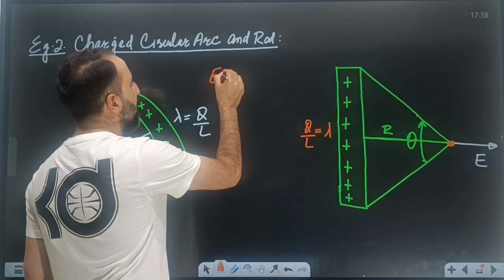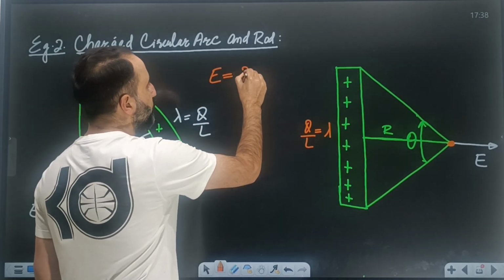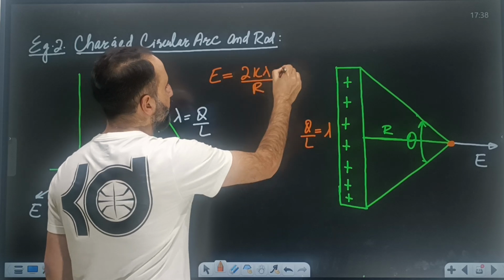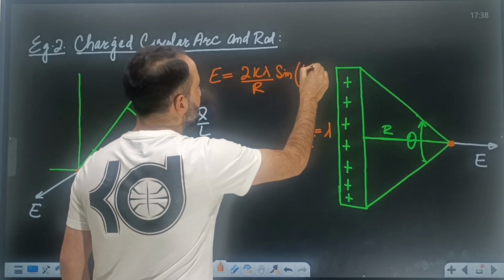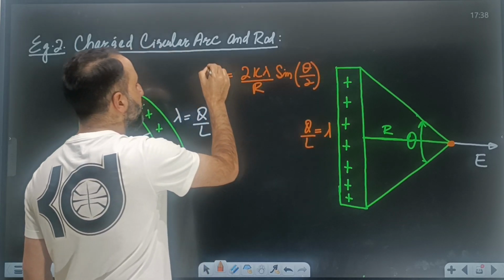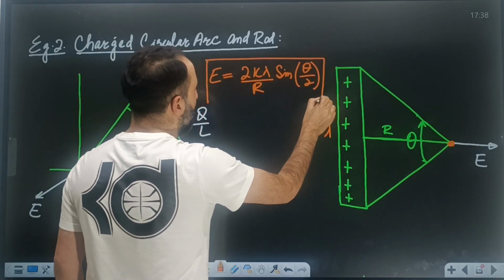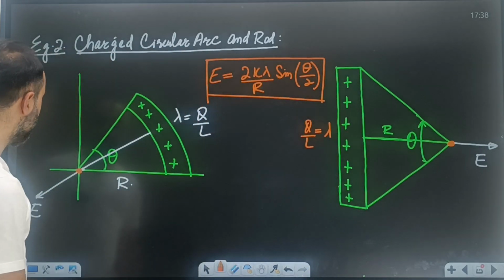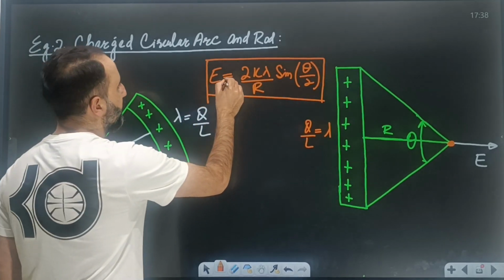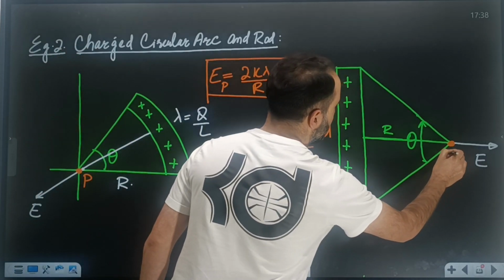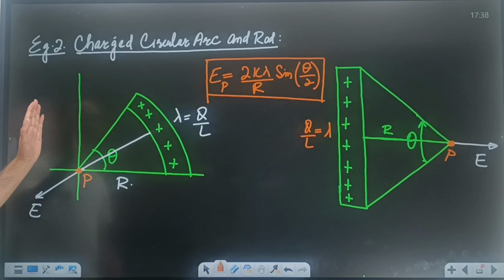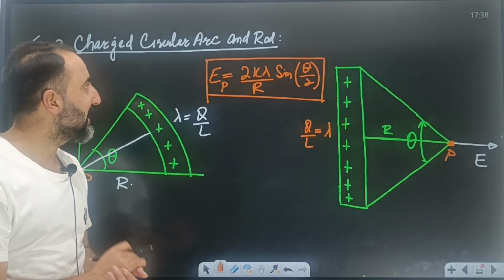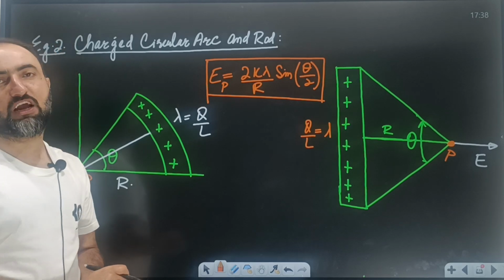And what is the important result? That is 2k lambda divided by r into sine of theta by 2. This is the electric field due to the uniformly charged circular arc or due to this rod and this very point at the point P. Alright, this is point P, so this is the electric field at point P. The answer is same for the example number 1 and for this very example. For these two examples, answer is exactly same. It is 2k lambda by r into sine of theta by 2.